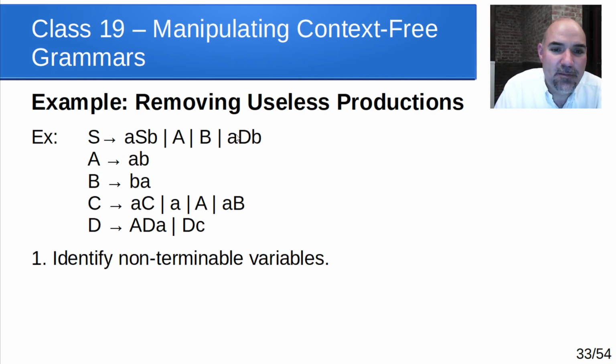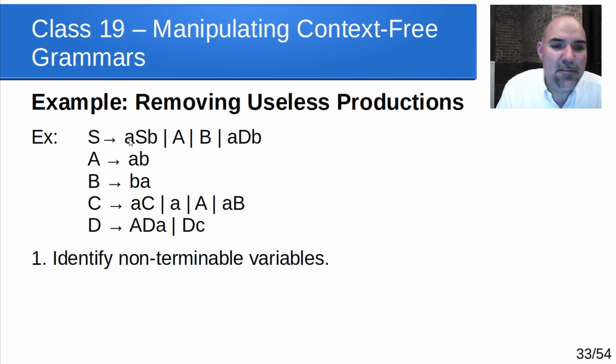Now here's a little bit more complicated example. So notice we've got 5 different variables, S, A, B, C, and D. S is our start, and these are all our productions. So step 1, identify variables that cannot end in a sentence, or those are called non-terminable variables. In other words, are there any variables that, once we take that variable and try to apply production, can never end? Well, let's look at them.